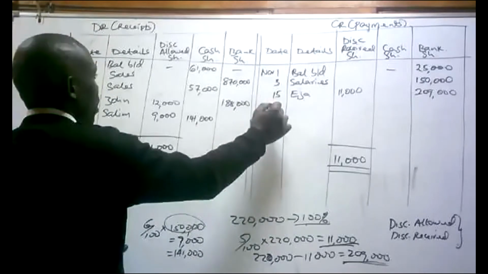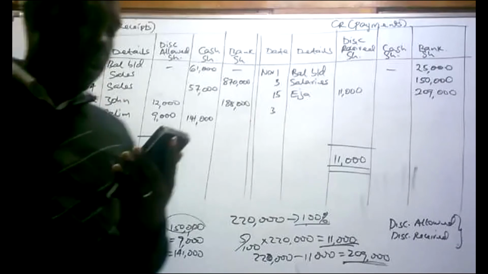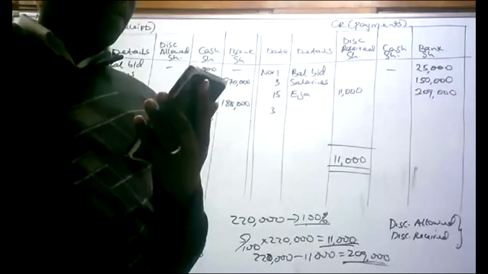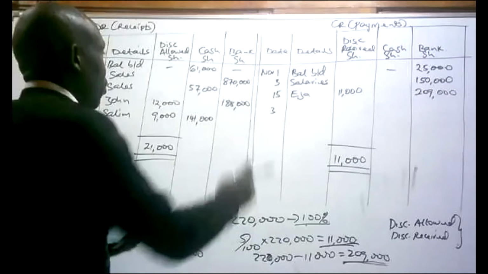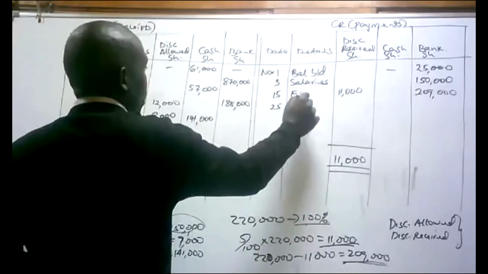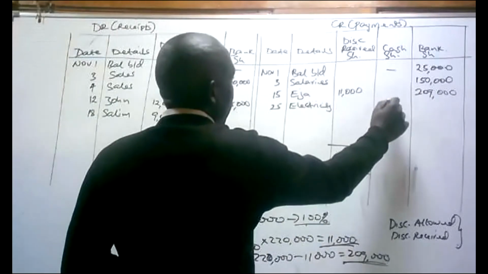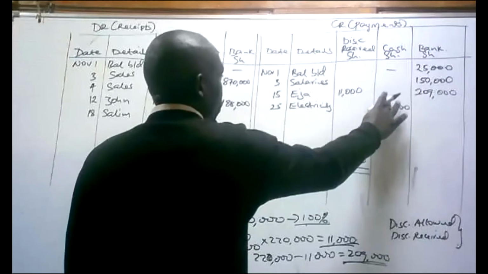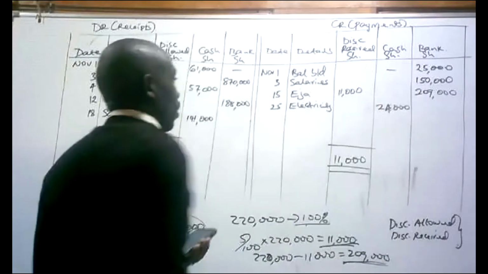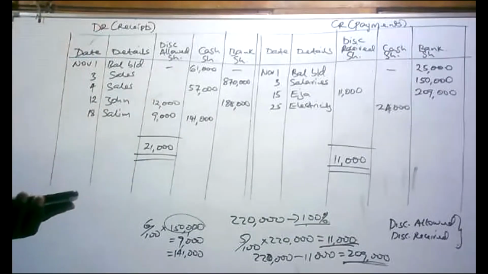Mwalimu, we have one more question. We have one more: paid direct expenses by cash. The cash will reduce. Yes, that is a payment of 24,000 in cash. That is all. Then you balance it.